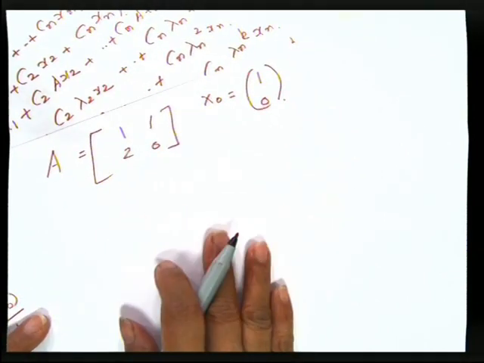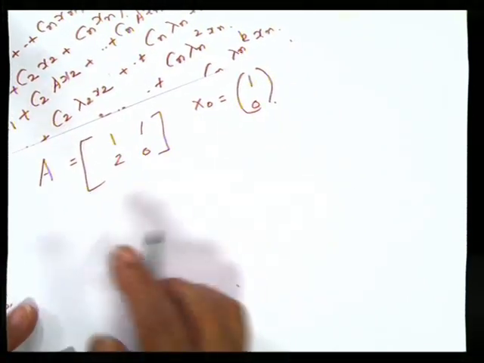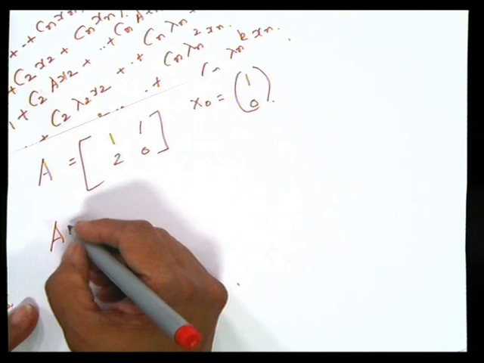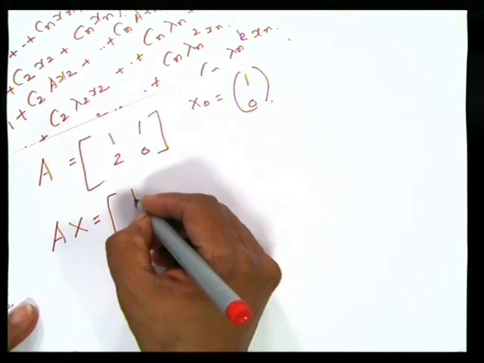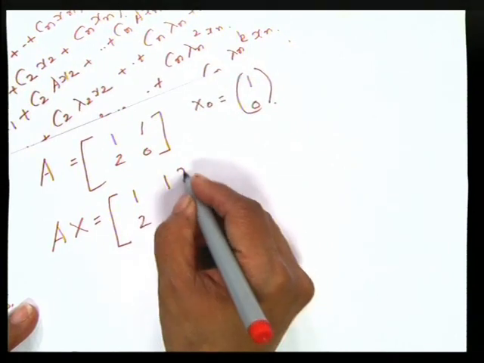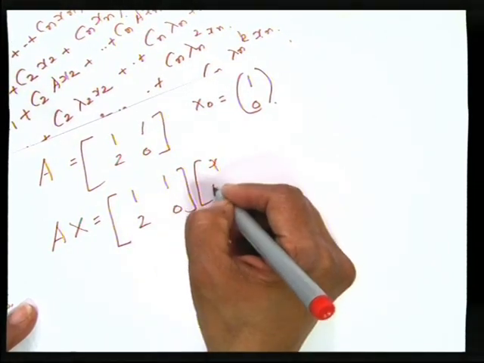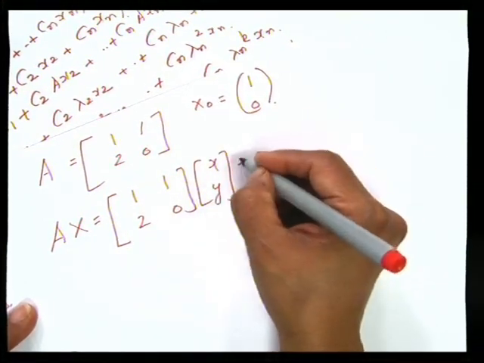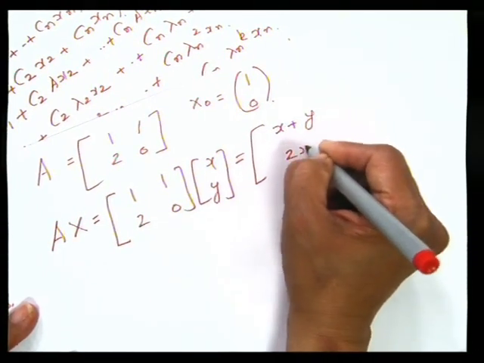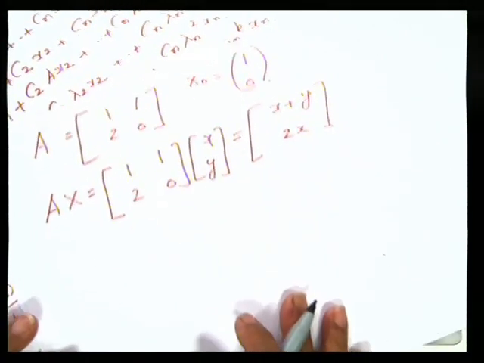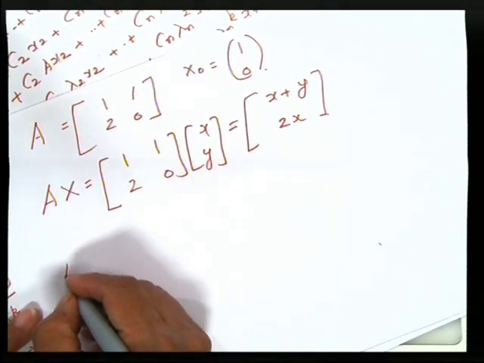We are going to keep on applying A to this. So let us find the general formula for A. If you want to apply it on a general vector, let us see how A behaves. Let x, y be the coordinates of capital X. This will take it to x plus y and 2x. So let us use this formula and see what happens to x naught.